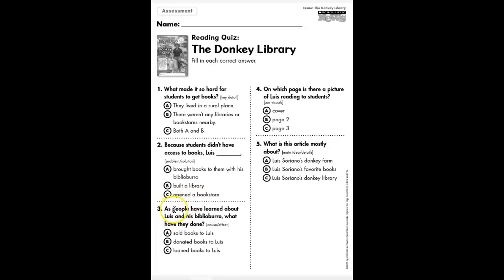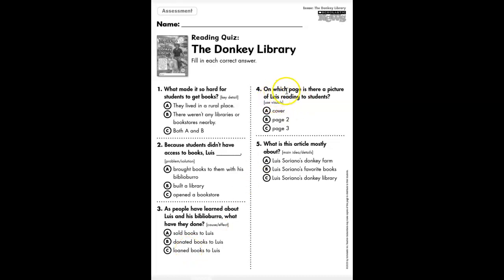Question 3. As people have learned about Luis and his biblioburro, what have they done? A, sold books to Luis, B, donated books to Luis, or C, loaned books to Luis. Look back in your Scholastic News for which one people did. Did they sell books to him, donate books to him, or loan books to him?